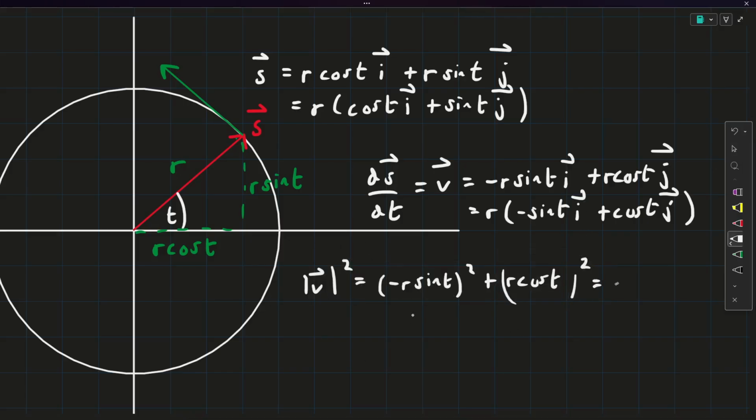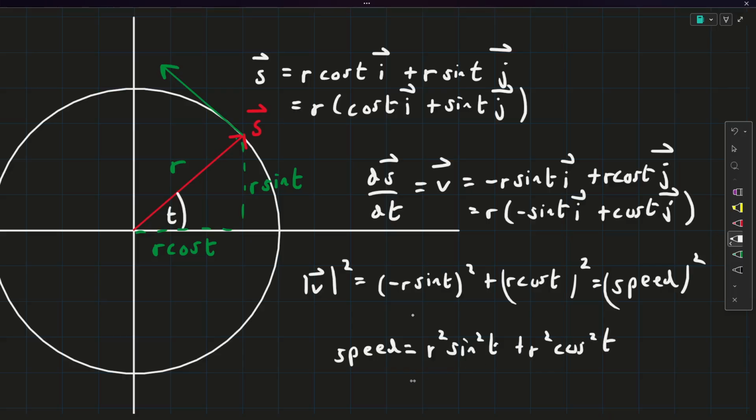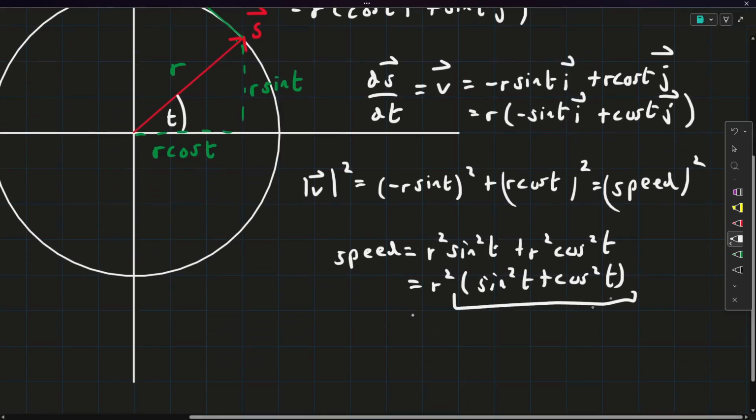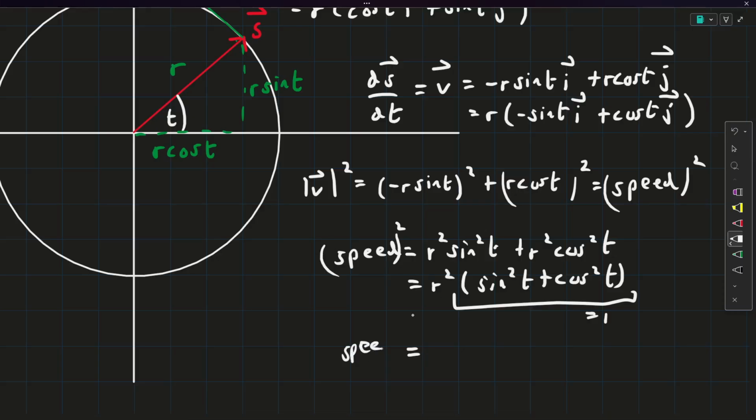And the absolute value of velocity is what we call speed. So that's the same as speed squared. So the speed squared will be equal to r squared sine squared t plus r squared cos squared t. And if you factor out the r squared, sine squared t plus cos squared t is always equal to 1. So this part here is always equal to 1. So the speed squared is just equal to r squared, so the speed is equal to r.